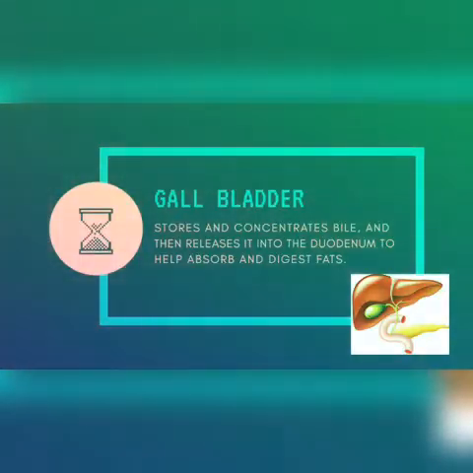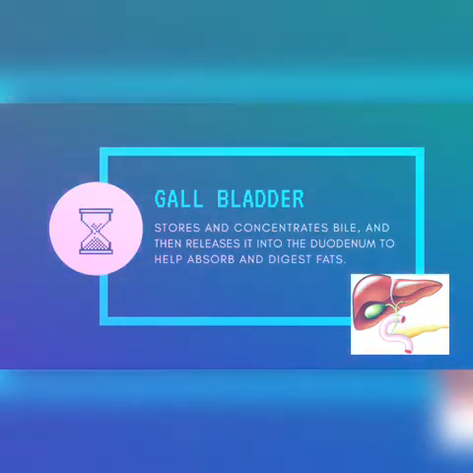Gallbladder. The gallbladder stores and concentrates bile and then releases it into the duodenum to help absorb and digest fats.